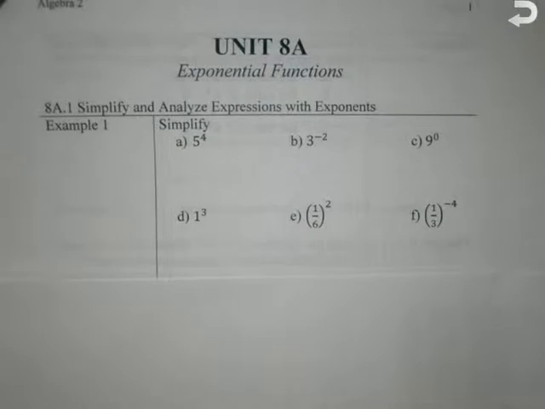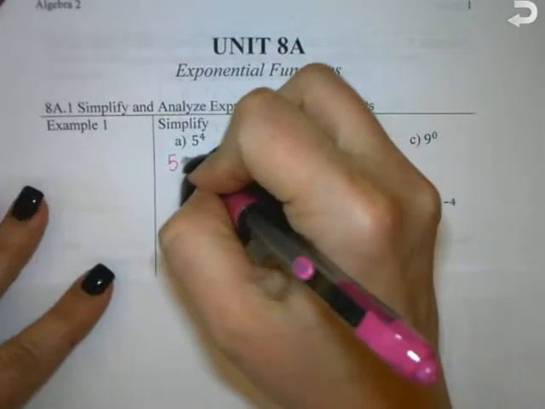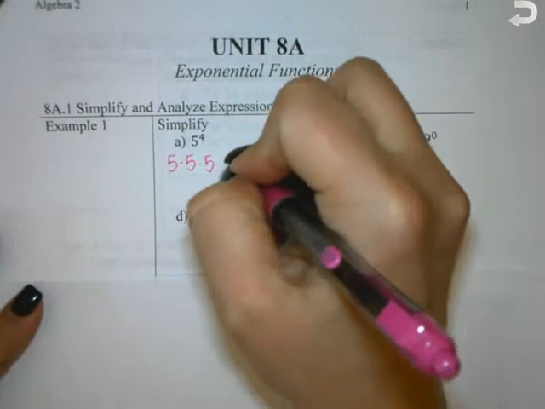So example 1, all I want you to do is simplify, which I think you guys can do most of these. So as your warm-up, I'm going to have you guys do all 6 of these in your groups, and then we'll check our answers. Okay, 5 to the 4th power, that's the same as 5 times 5 times 5 times 5. So what did you guys get?